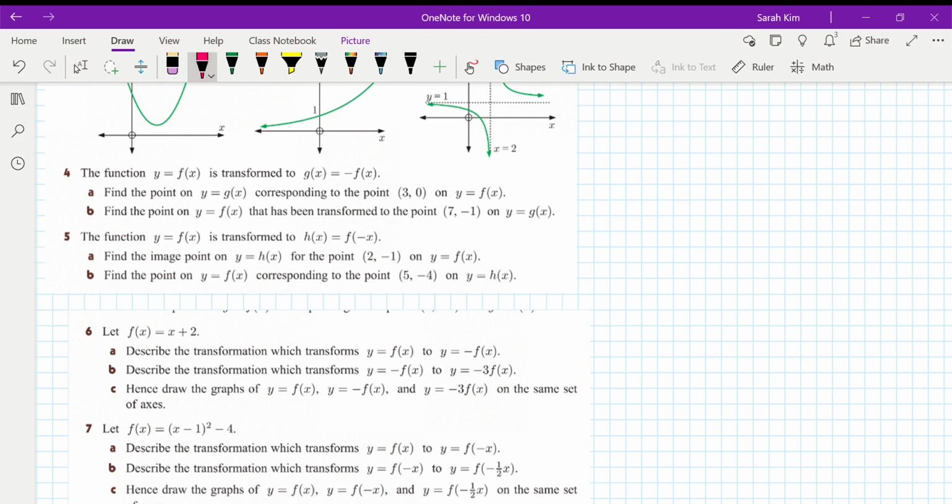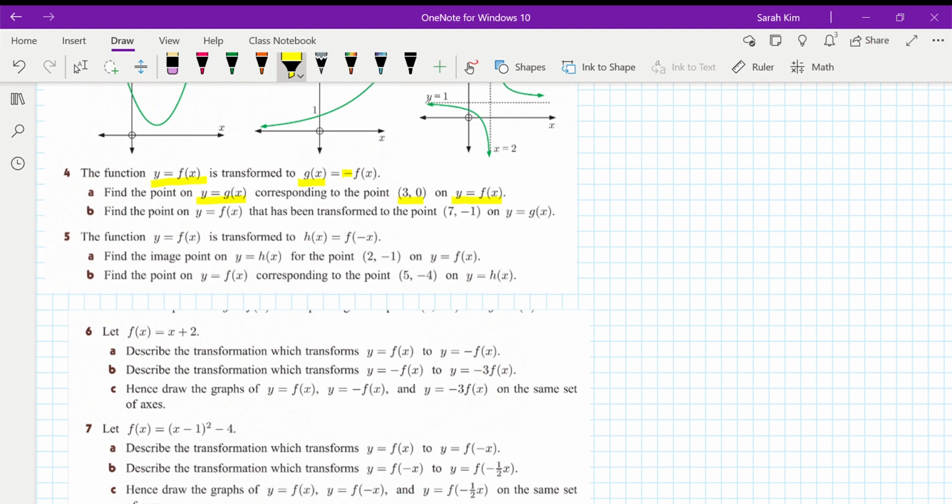Guys, let's do question 4. Let's give it a go. So basically, we want to figure out what this is. We've got our function y equals f(x), and it's transformed into g(x), which is just a factor of minus at the front of our original equation. So what we have to do is find the point on y equals g(x) corresponding to the point (3, 0) on y equals f(x). So let me process that.